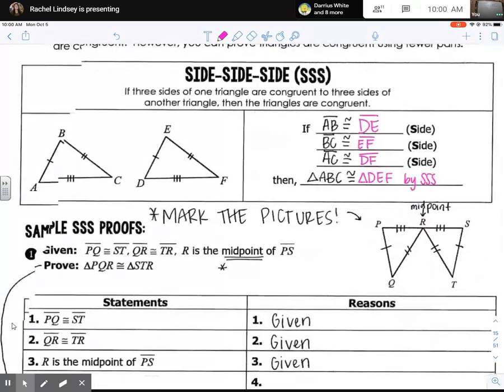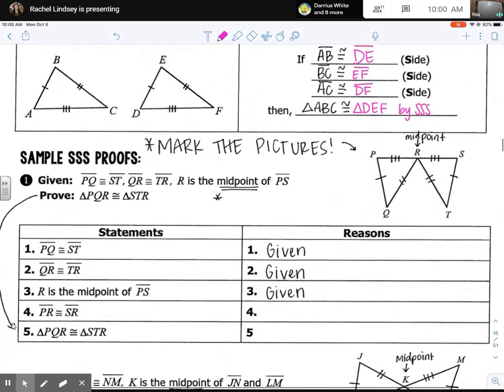Okay. So in this first proof, we are given 3 different things. I'm given PQ is congruent to ST. My reason for knowing that is that it's given. We're given QR is congruent to TR. Reason for that is given. And then R is the midpoint of PS. I know that because it's given.